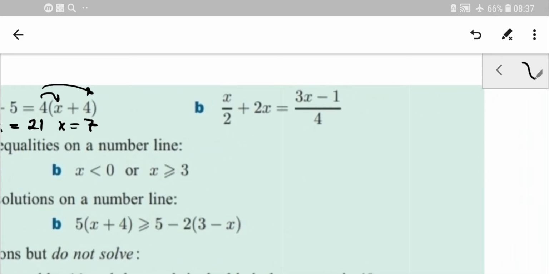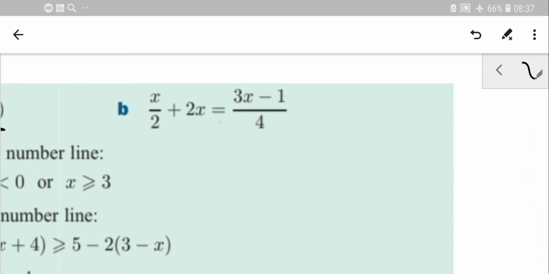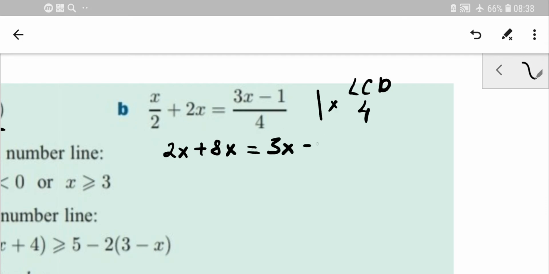So next one. It's sort of partially fractional, but in this case, just the bottom part, just the numbers. So I multiply by LCD, the lowest common denominator. In this case, it's 4. So I have 2x plus 8x. On the right side, I'll get 3x minus 1. That's the idea. Then I combine all x's, and I'll get 7x equals -1, or x is -1/7.